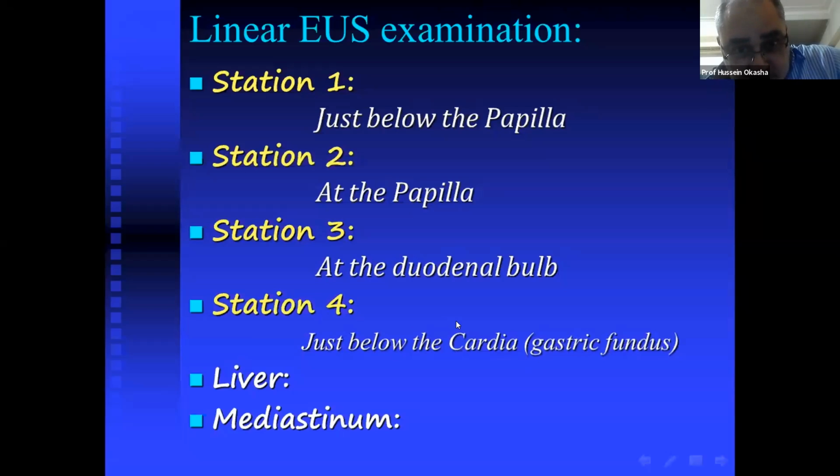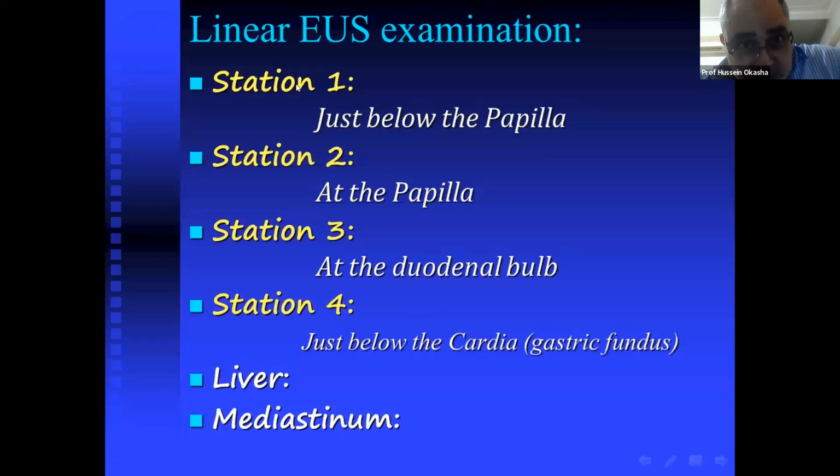As I will mention later, you can study the whole pancreato-biliary system from the stomach, including the distal CBD and the papilla. And of course, we should have a look at the liver and the mediastinum, because many of the malignant pancreatic and biliary lesions can metastasize to the liver and the mediastinum and mediastinal lymph nodes. So the presence of liver metastasis or mediastinal lymph node metastasis, which is a second and third station lymph node, in the presence of malignant pancreatic head, body, or tail masses, will change totally the plan of management.